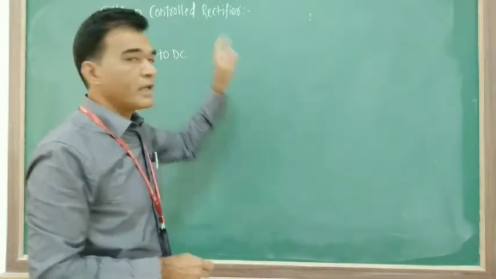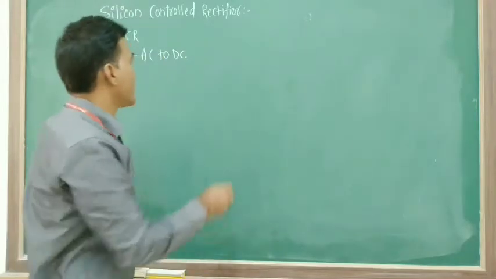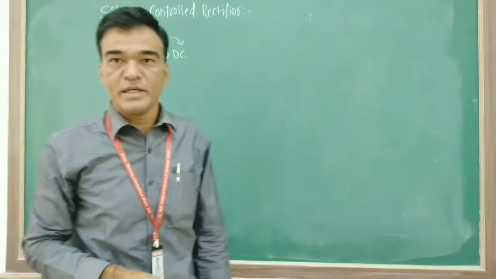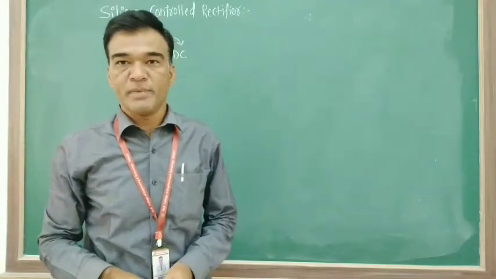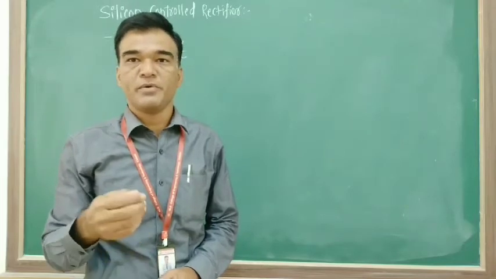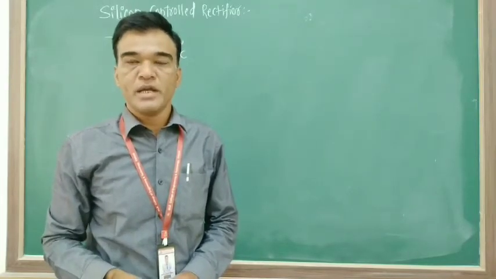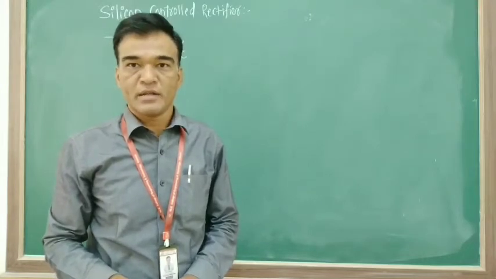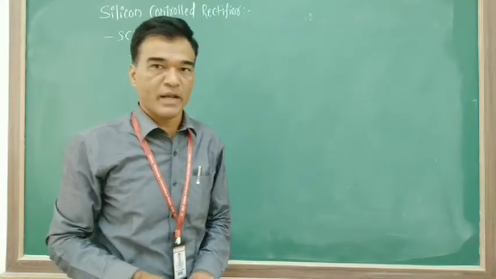Why is the name given as control? The reason is that the amount of AC which is converted into DC can be controlled through this device. I can control the amount of AC which is converted into DC by using a silicon control rectifier, hence the name SCR, that is silicon control rectifier.